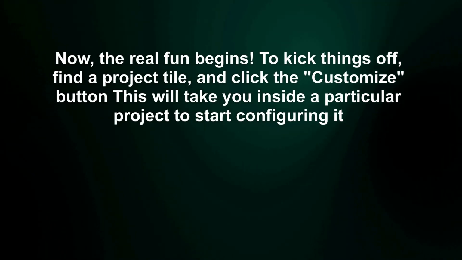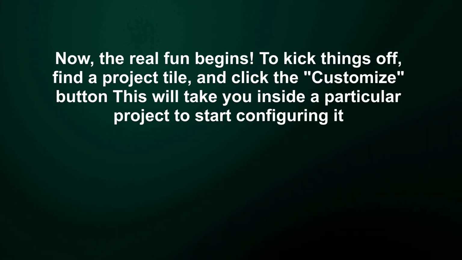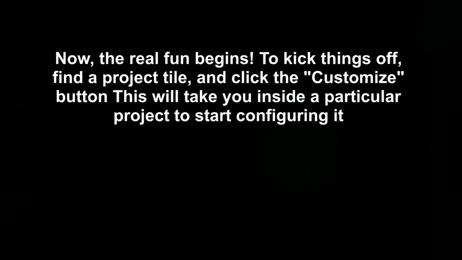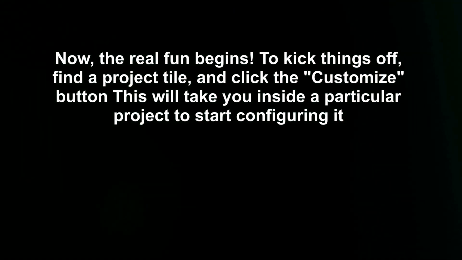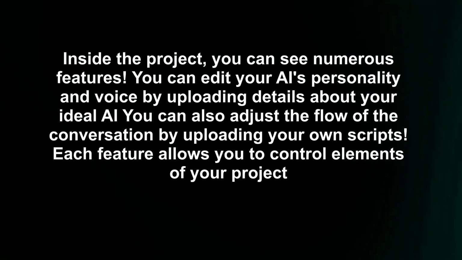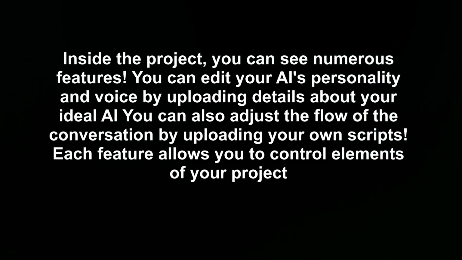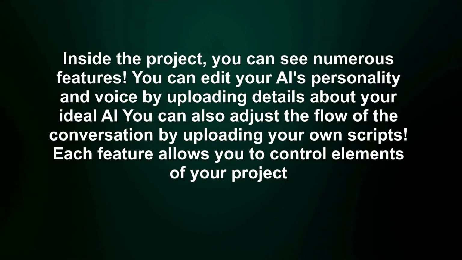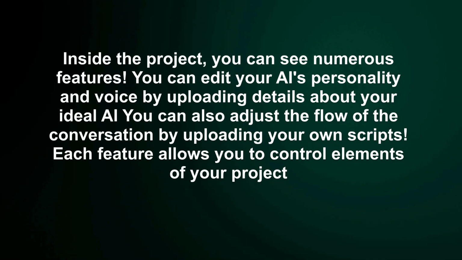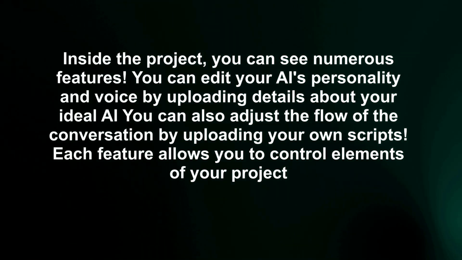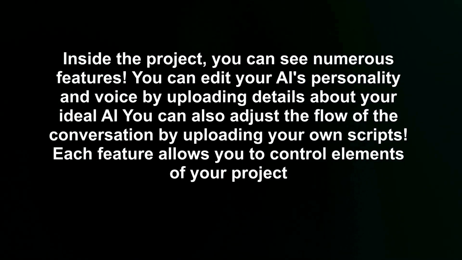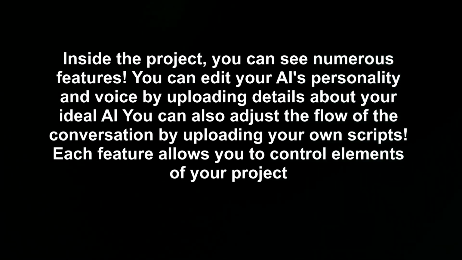Now, the real fun begins. To kick things off, find a project tile and click the Customize button. This will take you inside a particular project to start configuring it. Inside the project, you can see numerous features. You can edit your AI's personality and voice by uploading details about your ideal AI. You can also adjust the flow of the conversation by uploading your own scripts. Each feature allows you to control elements of your project.